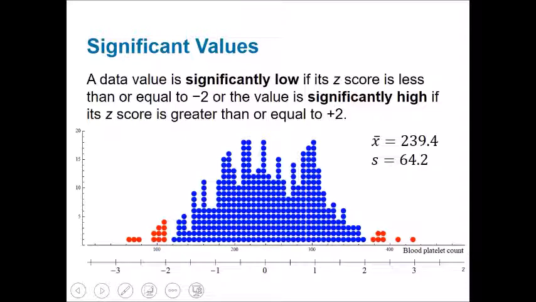In the example from the book, x bar is 239.4, the standard deviation s is 64.2, and we had a data value of 75. Using the formula from the previous slide, we can calculate that z is -2.56, which is less than -2, so this is a significantly low value.